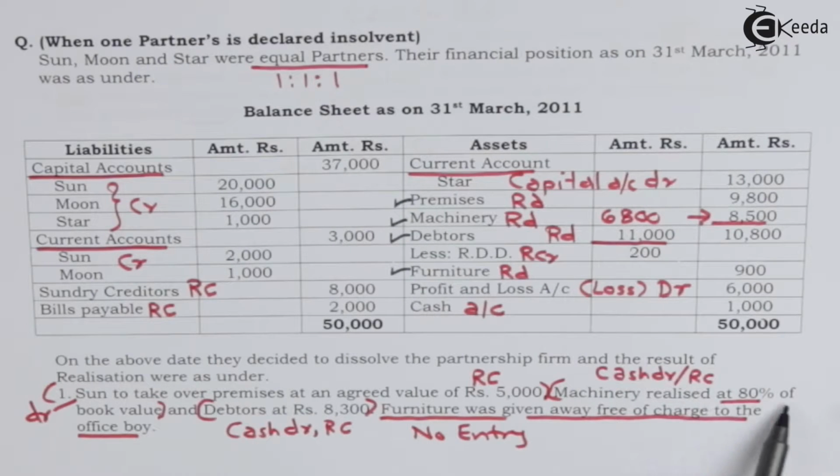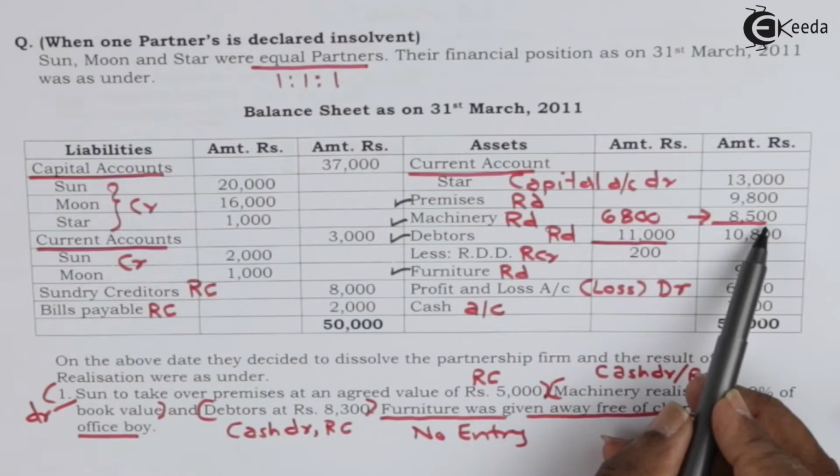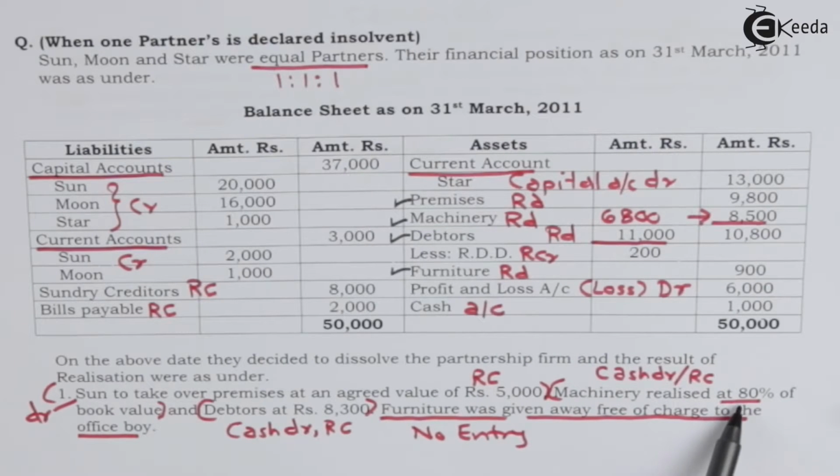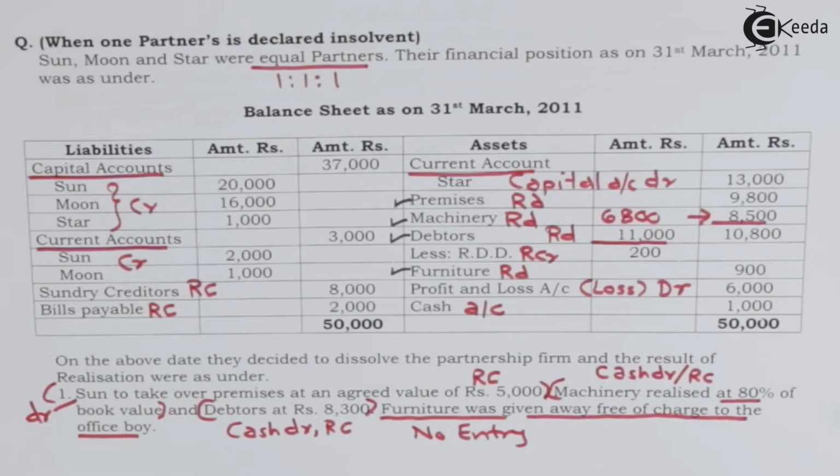Machinery realized at 80% of book value. Machinery here is 8,500 book value. 80% means we have received 6,800. Debtors at 8,300. So these two assets are realized, so cash is received. This will be debited to cash bank account and credited to realization account.